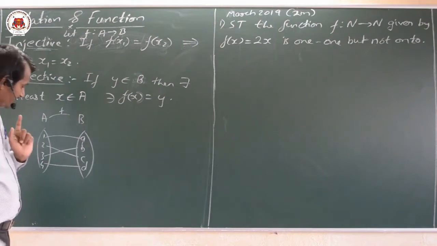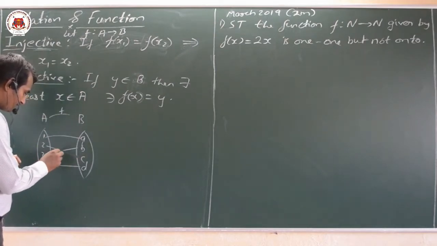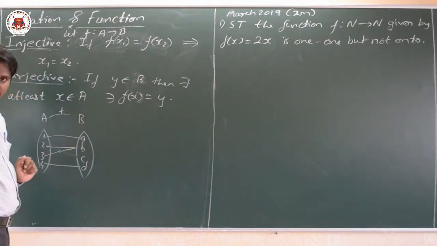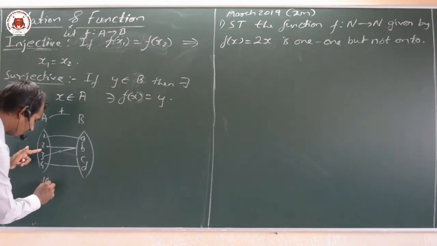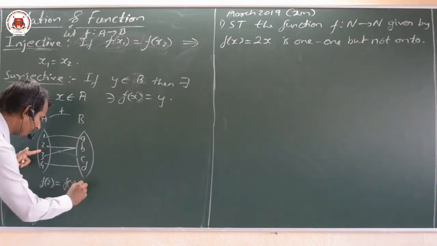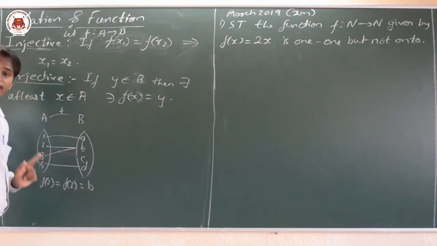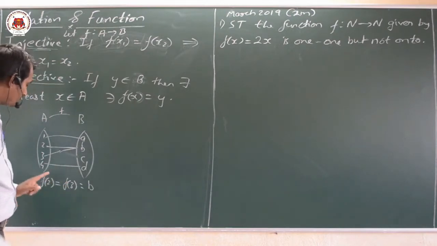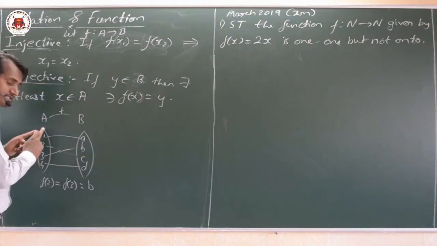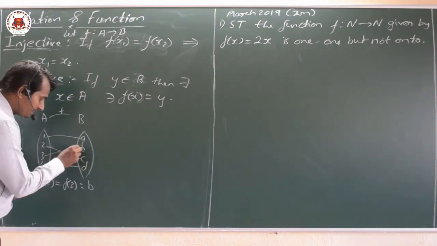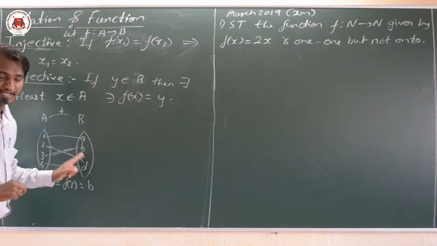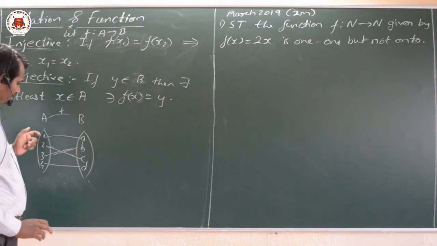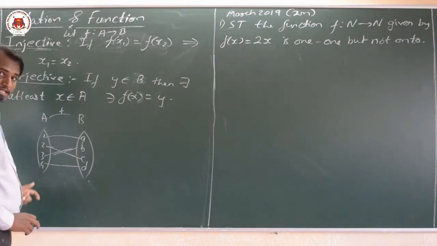If suppose we have a mapping of this particular kind, here we can observe that f of 2 equal to f of 3, which is b itself. Here it is not a 1-1 function. Therefore, every different element of the set A having a different image in the set B is nothing but our 1-1 function. So f of 1 should not be equal to f of 2 and so on.